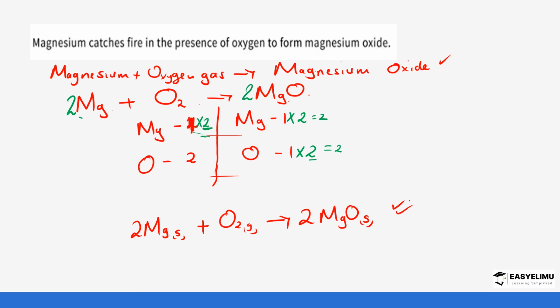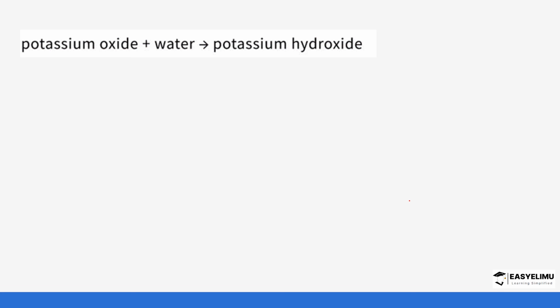Finally, the last question to work on: potassium oxide reacts with water to form potassium hydroxide. So you can see the word equation has already been written. Our work will be to convert this word equation into a chemical equation and balance it. So potassium oxide is written like this. Go back and check how we got this from the previous video.